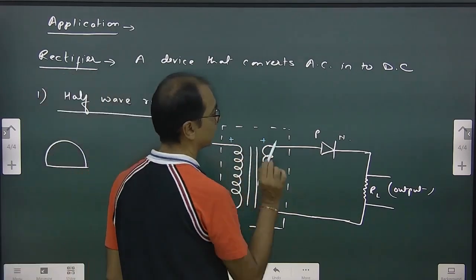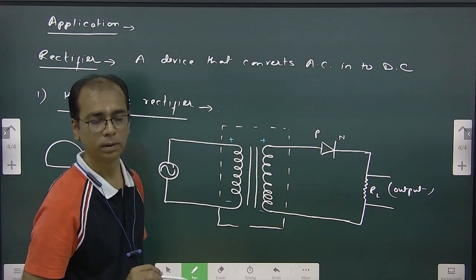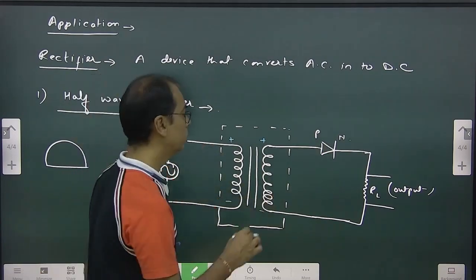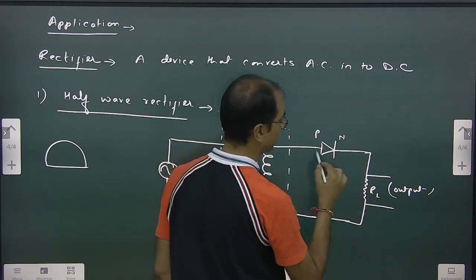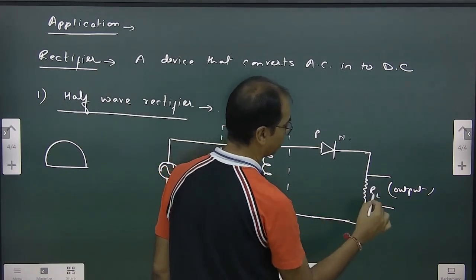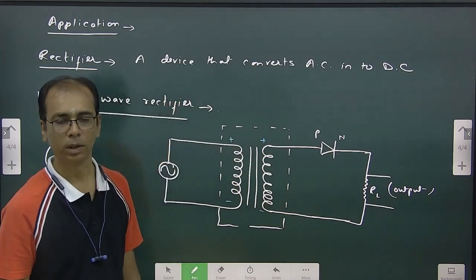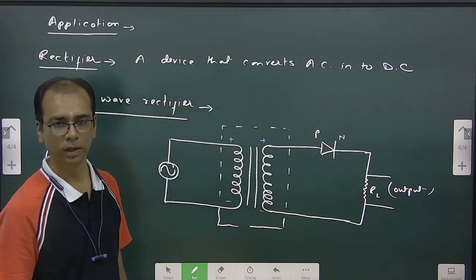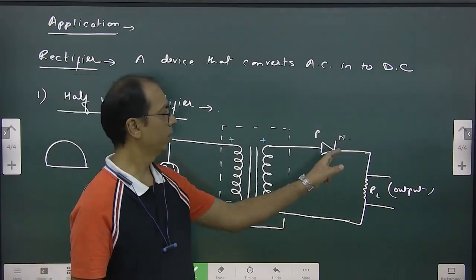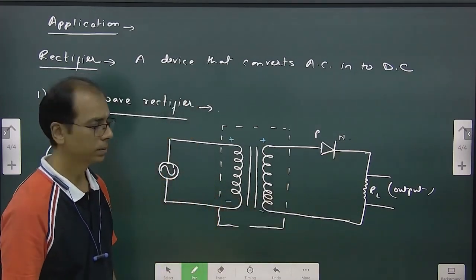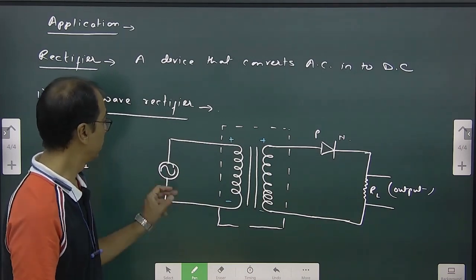Now positive is connected with P, so what will happen? It will allow the current to pass through. So we are going to get the current in this way and we will collect it from here. Okay, there is no problem. This is negative, connected to N, and it will allow current to pass through that.